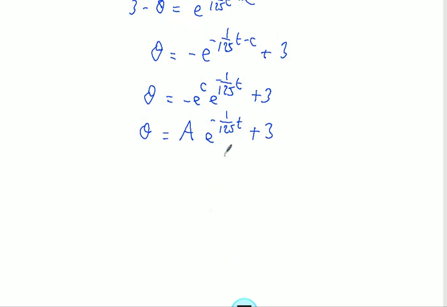And then finally, is that what we want? It's not far off. Negative 1 over 125 is in fact negative 0.008t plus 3. Okay, so we've successfully shown that. A little bit tougher, but not too bad.